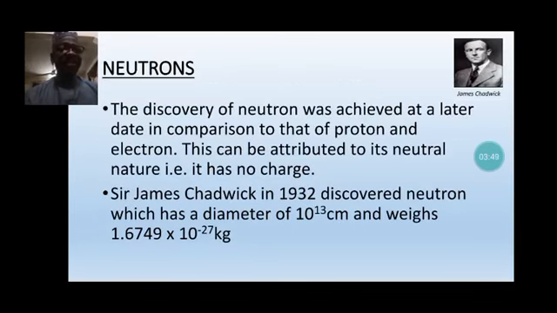Neutron, on the other hand, came late. Why did neutron come late? Neutron was discovered by Sir James Chadwick. Neutron is neutral, it has no charge. So subjecting it to a magnetic or electric field might not really have any effect on it because it is neutral. But Sir James Chadwick in 1932 discovered neutron, which has a diameter of 10 raised to power minus 3 cm and a weight of about 1.6749 times 10 raised to power minus 27 kg.